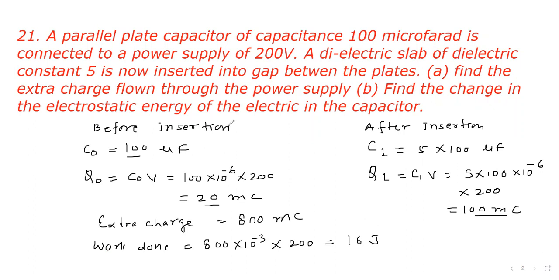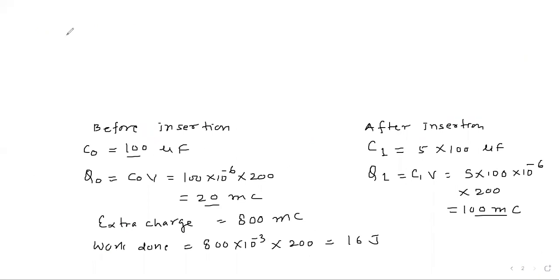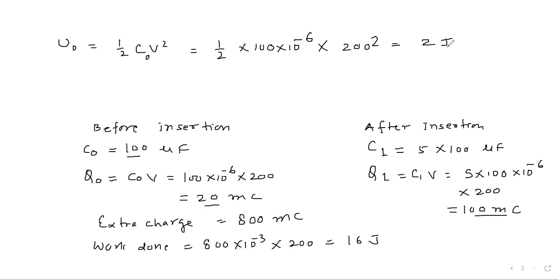Now, energy in absence of dielectric, so it will be the initial energy. Suppose we write it U0. So it is half CV squared, where C means C0. So 1 by 2, C0 is 100 into 10 power minus 6, into voltage 200 squared. If we simplify, it becomes 2 joule.